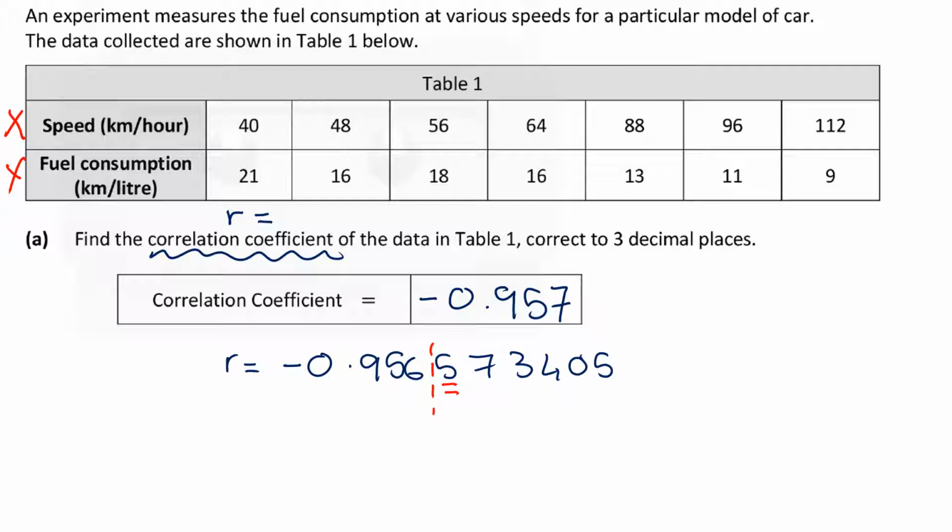So if you click using your replay button, the circular button at the top, you can use the arrows to go right back up to number 1 and then move across to the right to the Y's. Then we're going to start entering the Y's. The first one is 21, again press equals, 16 equals, 18 equals, 16 equals, 13 equals, 11 equals, and 9 equals.